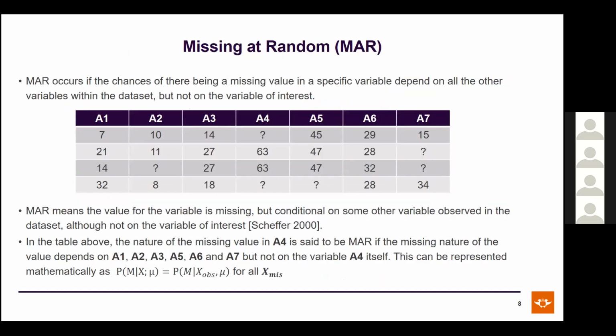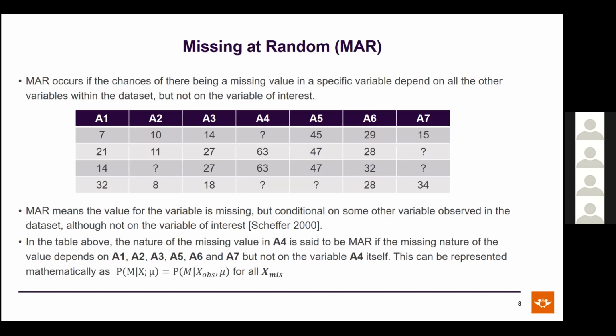Now the other one, missing completely at random, that was the first. Now the other one is missing at random. So what missing at random says is, missing at random occurs if the chance of there being a missing value in variable A4 in this instance depends on all the other variables within the data set, but not on the variable of interest itself, that is not on A4.